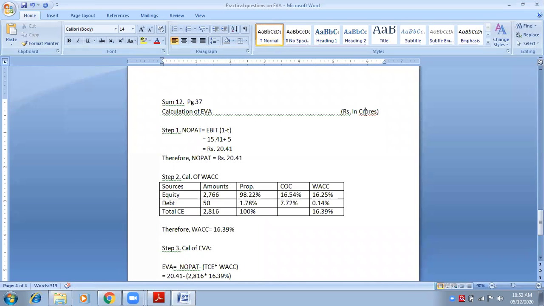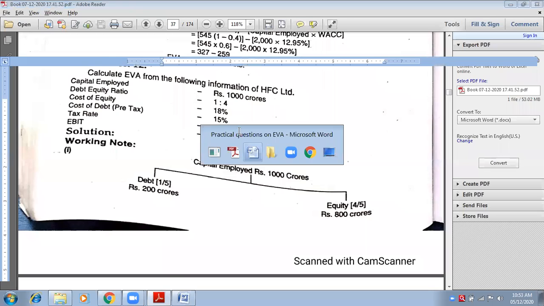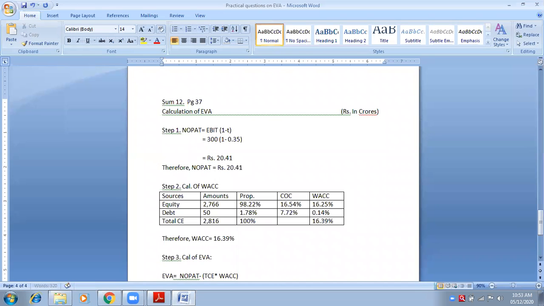What is EBIT here? 300 rupees in crores. We have already written here. What is EBIT? 300. In the bracket you have to write 1 minus, what is T? Can you tell me what is T looking at the question? Tax rate, 35%. 35 percentage, but we can't write percentage, no? So we need to convert. 0.35. Very good. It is 300 bracket 1 minus 0.35. So until we solve the bracket, we will write 300 same.